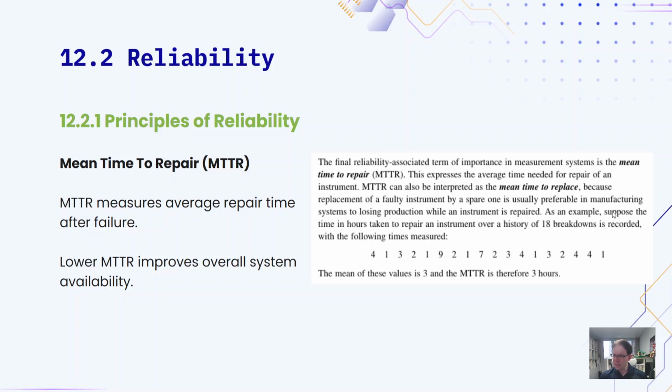For example, suppose the time in hours taken to repair an instrument over a history of 18 breakdowns is recorded with the following times measured. The first time your internet breaks, it takes the repair guy 4 hours to get there. The second time, he gets there in only an hour. The third time, it takes him 3 hours. The fourth time, it takes him 2 hours. The fifth time, an hour. The sixth time, wow, he's in another city. It takes him 9 hours to get there. Something like that. You average all of these up, and it becomes 3. Therefore, the mean time to repair in this situation is 3 hours. You can expect when you call the mechanic or the repair guy, it's going to take an average of 3 hours for him to show up and repair your stuff.